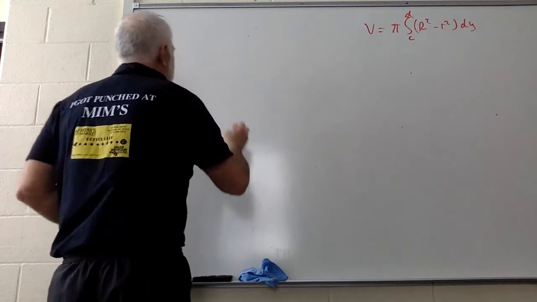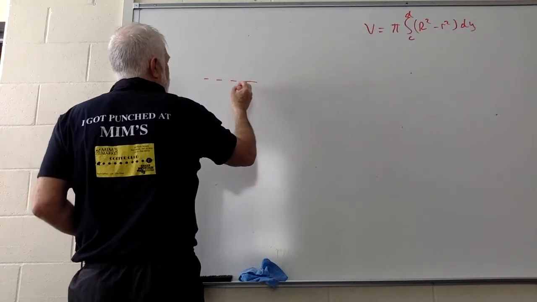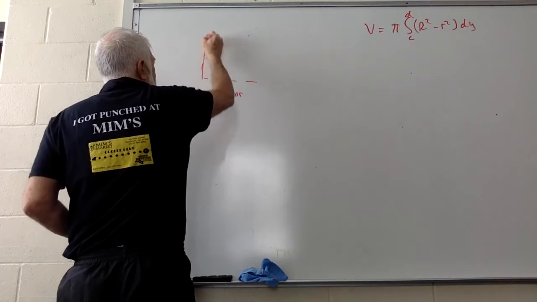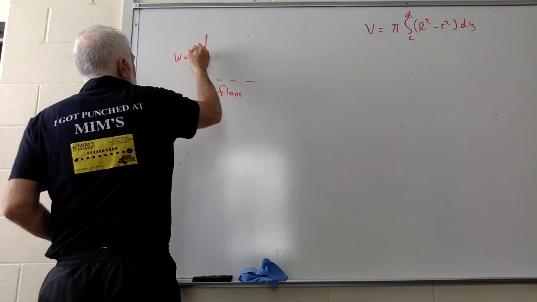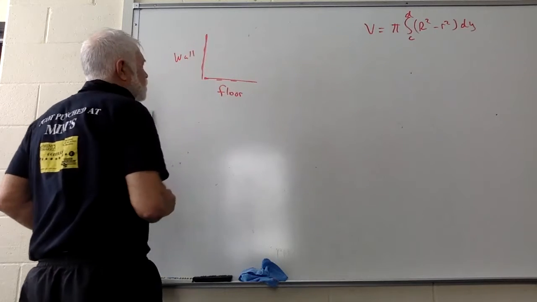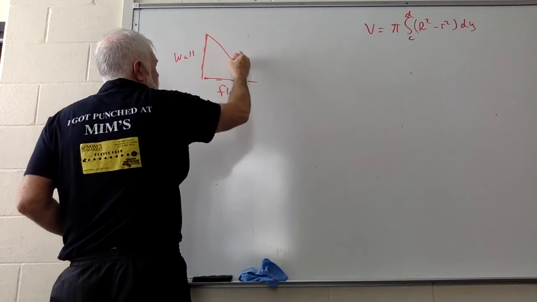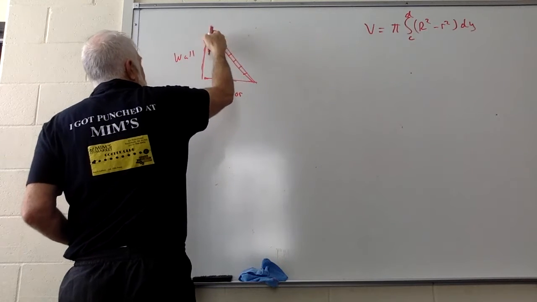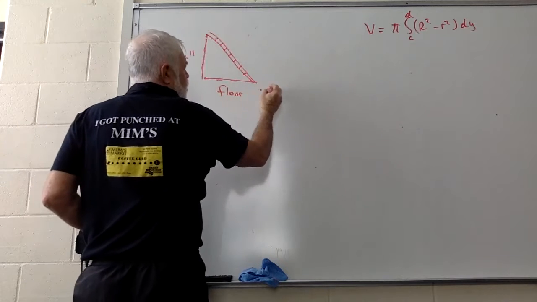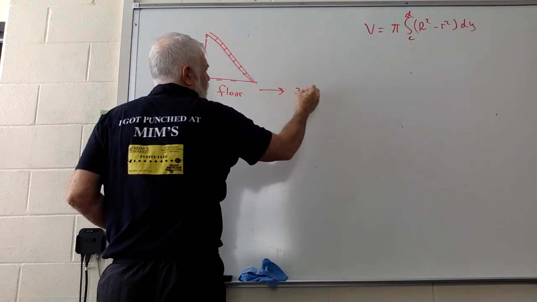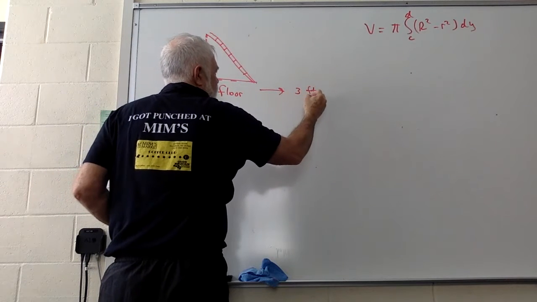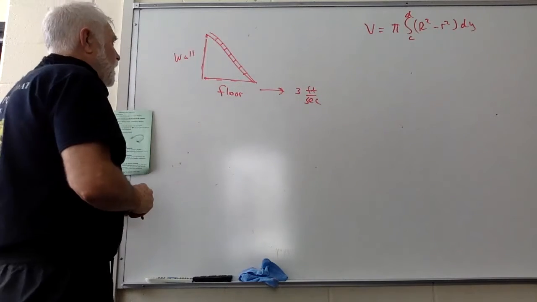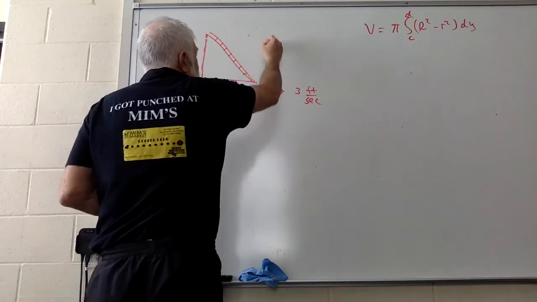I got the ladder being pulled away from the wall. So there's the floor. There's the wall. I guess I'll fill in the floor so nobody trips. There's the ladder, leaning against the wall, and it's being pulled away from the wall at 3 feet per second. That means this distance is increasing. Okay, and the ladder is 13 feet.